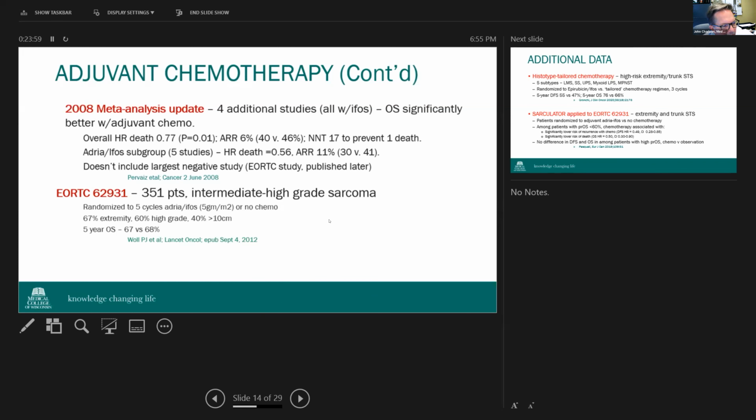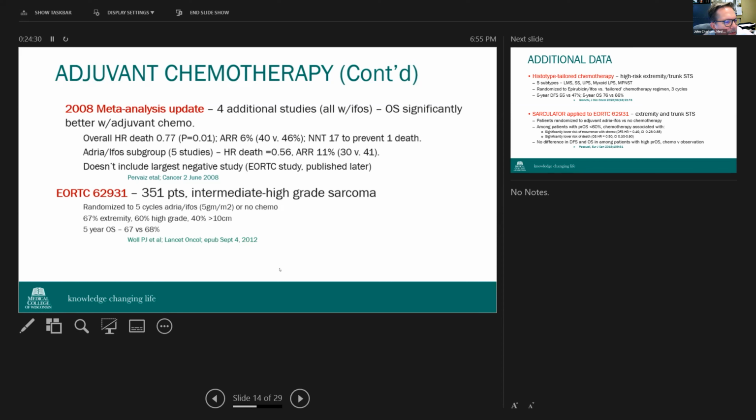So here's a really large study, 351 patients, randomized to 5 cycles of adriamycin ifosfamide versus no chemotherapy, and at the 5-year overall survival estimate, dead even. You look at this and say, man, no benefit to chemotherapy. There are a few criticisms of this that we could make, and I'm probably getting in the weeds too much. But you've got mixed data here. Meta-analysis, yes, there's benefit. Big randomized trial, no benefit.